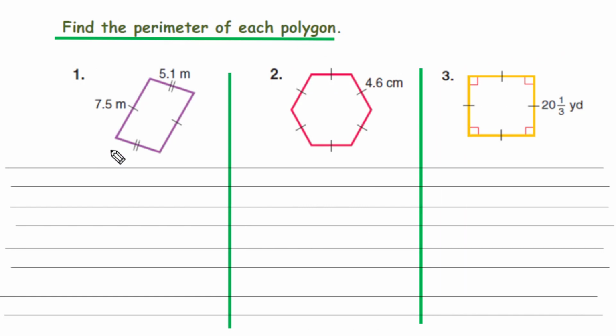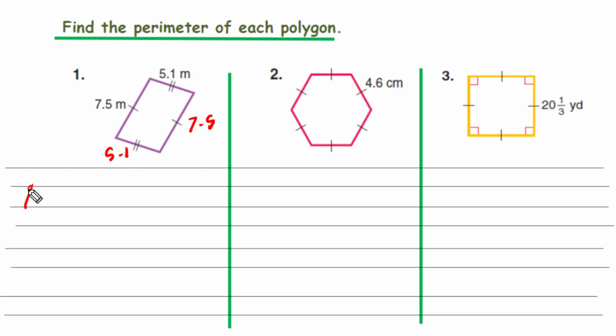Find the perimeter of each polygon. The next one is a parallelogram. How can we find the perimeter of the parallelogram? Just add all sides. 7.5, 7.5, 5.1, 5.1. To find the perimeter of the polygon, just add all sides. 7.5 is repeated 2 times. 5.1 is repeated 2 times.